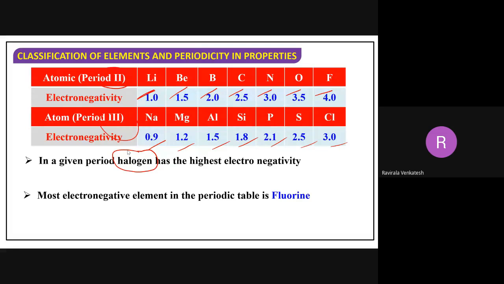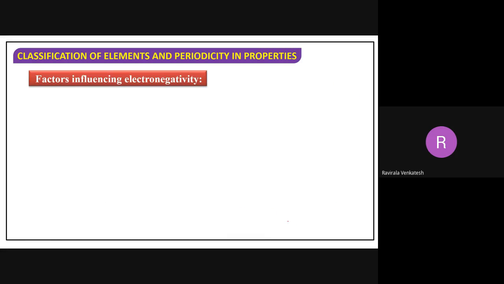Which is the most electronegative element? Fluorine. Its value is 4.0. Which is the least electronegative element? Cesium. Cesium is the least electronegative element here.